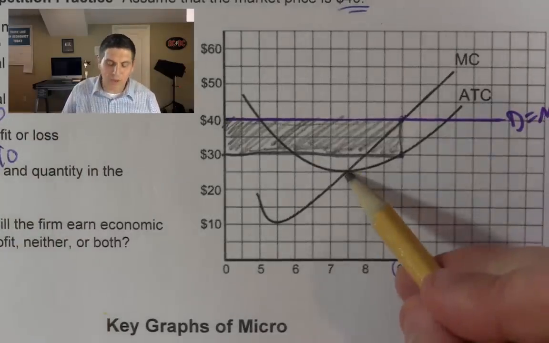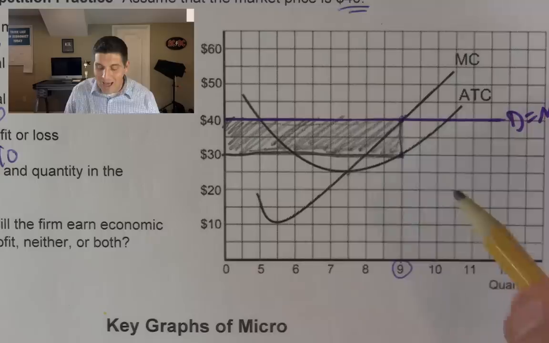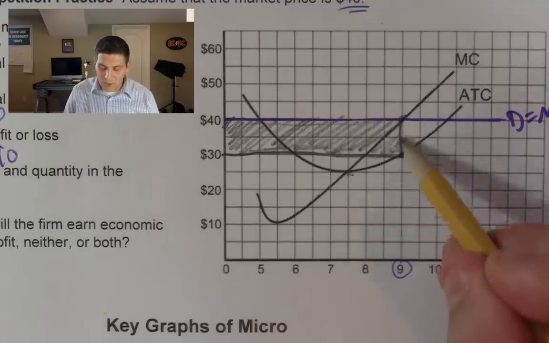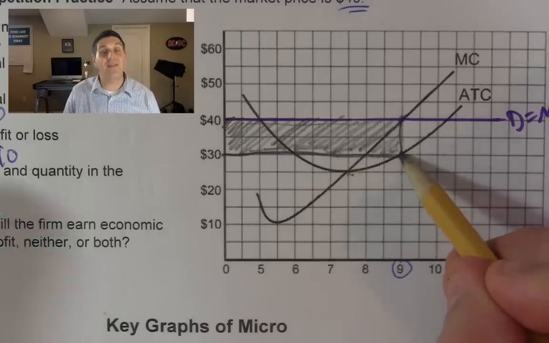Notice real quick, we don't go down to here. There's no minimum ATC. That's not where we're going. That's an important concept for later, but that's not where profit is. Some students like to draw it down to here for some reason, which is silly. It's the price minus the ATC. That's your profit per unit.